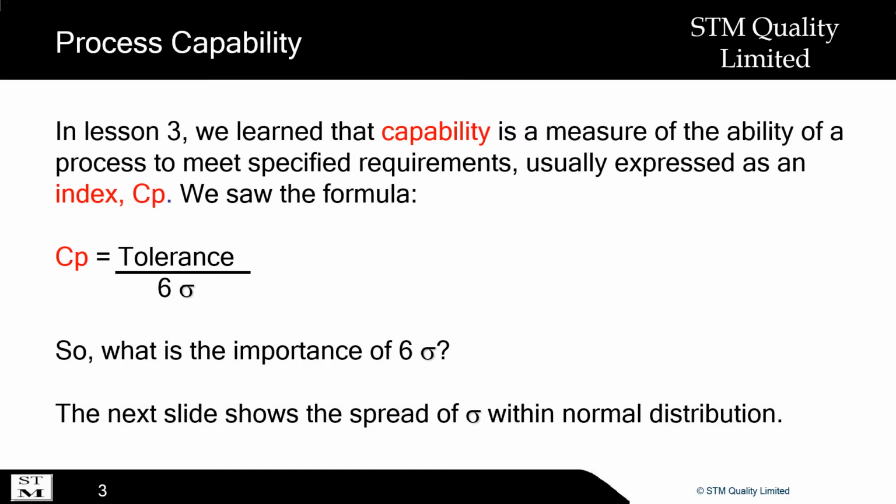In Lesson 3, we learned that capability is a measure of the ability of a process to meet specified requirements, usually expressed as an index CP. We saw the formula CP equals tolerance divided by 6 sigma. So what is the importance of 6 sigma? The next slide shows the spread of sigma within normal distribution.